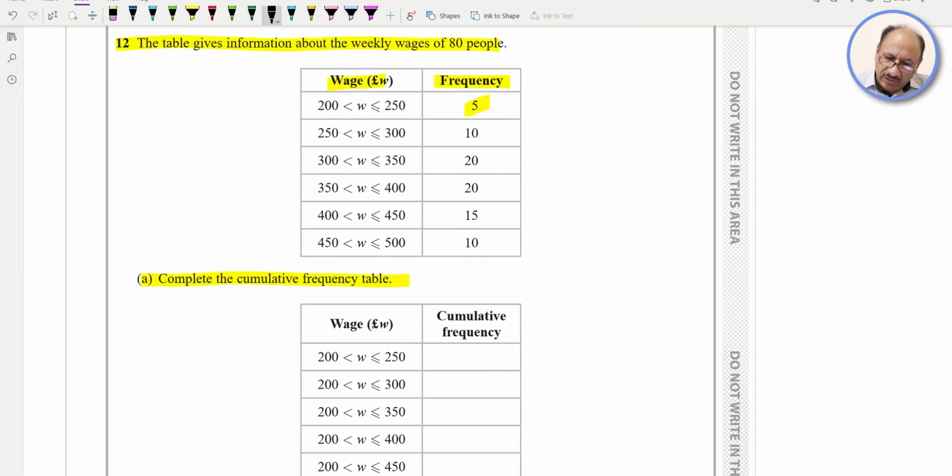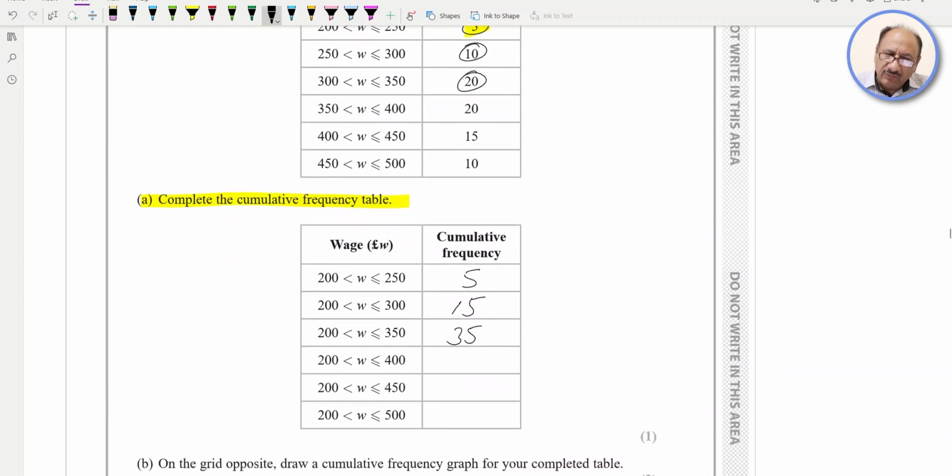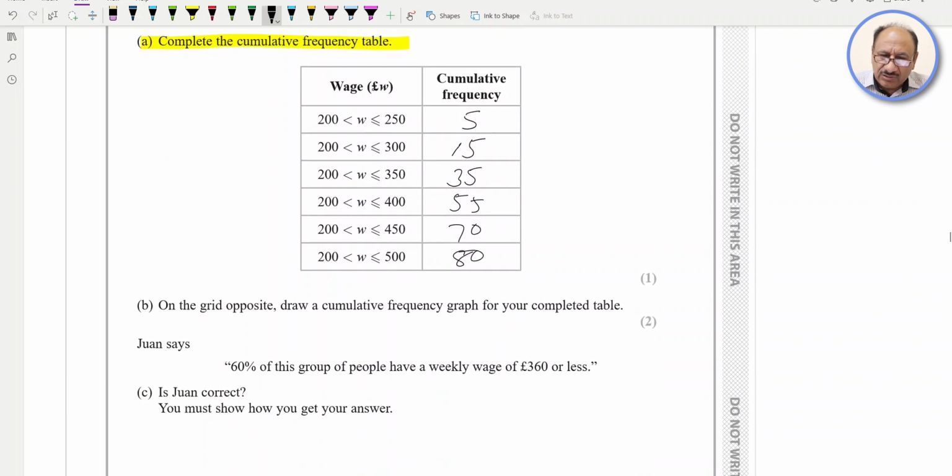So we will write first value up to 250. 200 to 250 will be 5, and then 200 to 300 we will add 5 in 10 and we will get 15. The next value 20 we will add in 15, so we'll get 35, and next value 20 we will add in 35, we will get 55, and in 55 we will add 15, so we'll get 70. 70 plus 10 will be 80. So this is the cumulative frequency table which we have done, which is a 1 mark question.